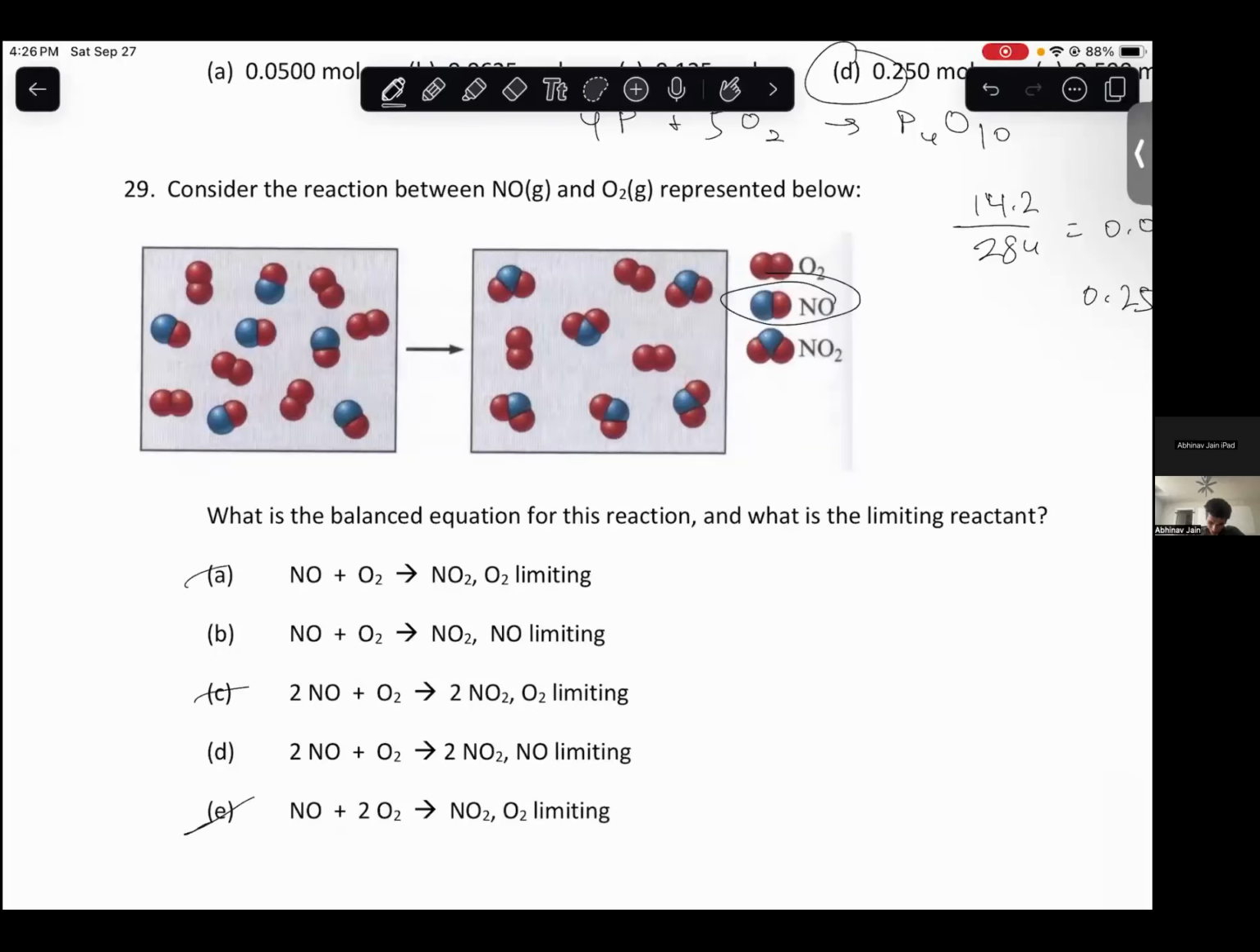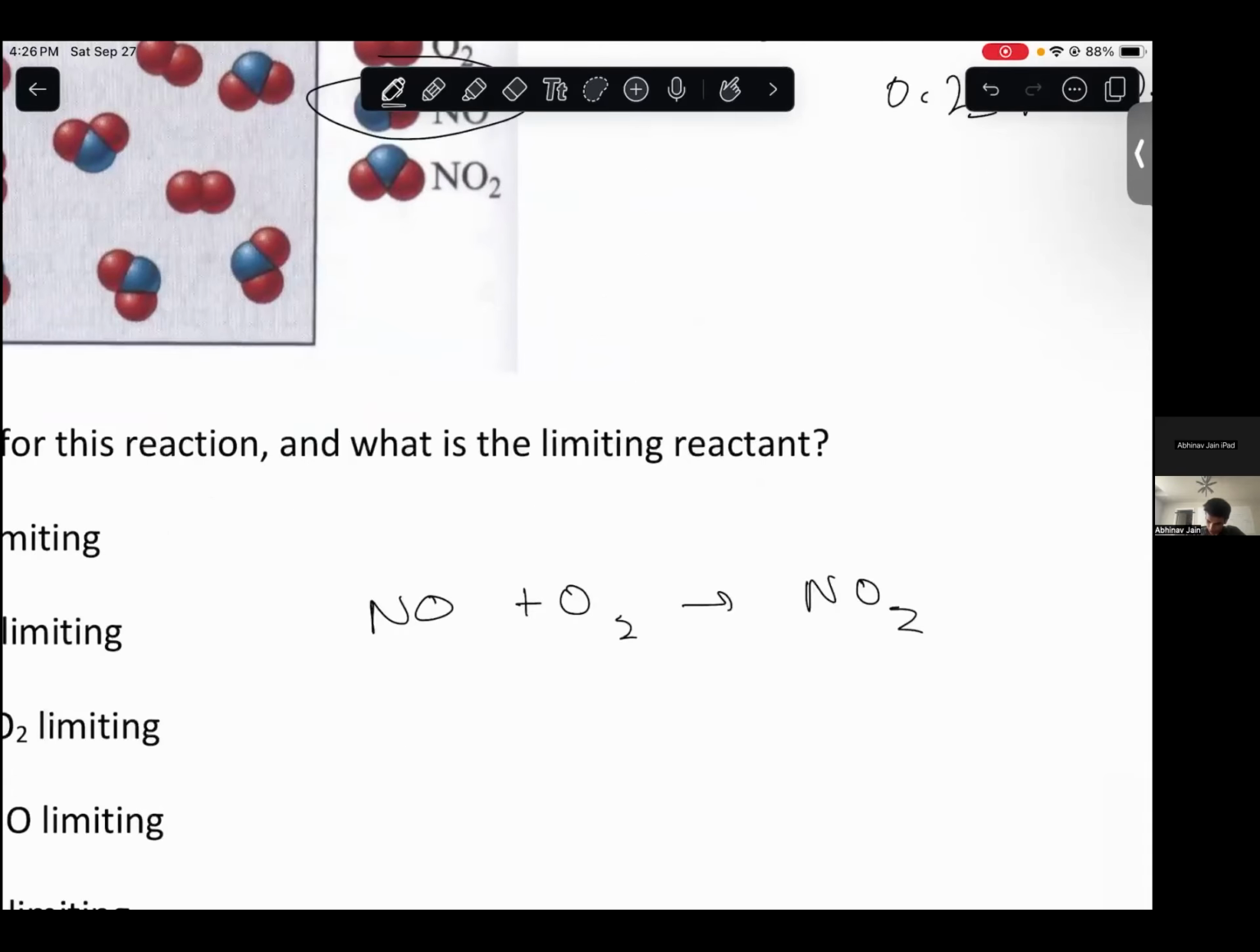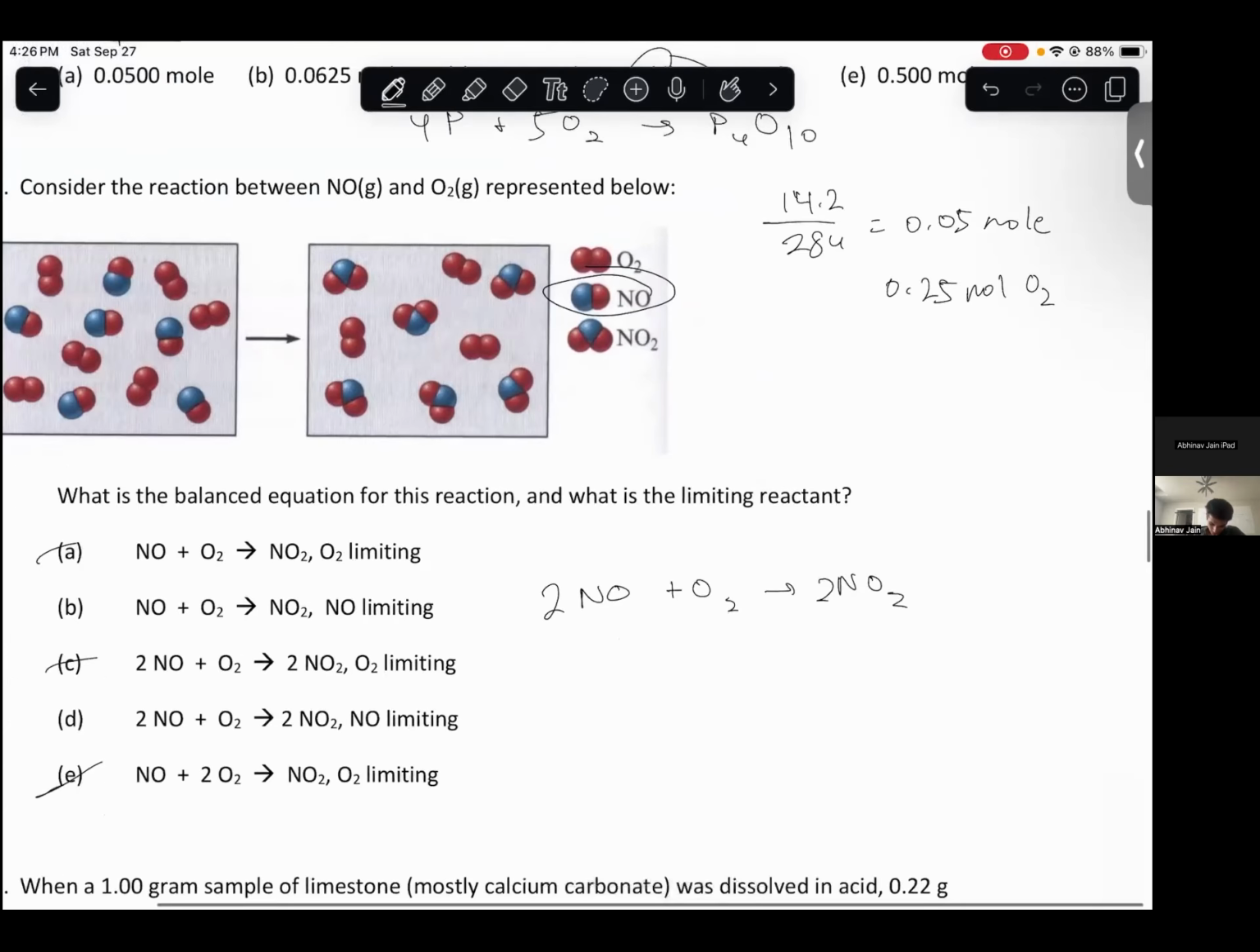If you look at the balanced equation, we can write this ourselves. It's going to be NO plus O2 reacting to form NO2. Notice, if you try to balance this, I'm going to put a coefficient of 2 here, a coefficient of 2 here. That's going to be balanced. So the answer is going to be D.